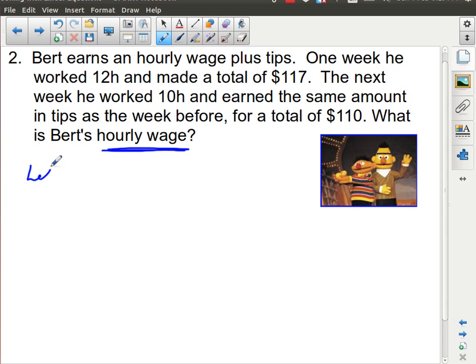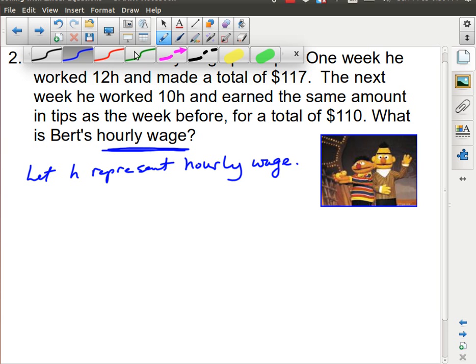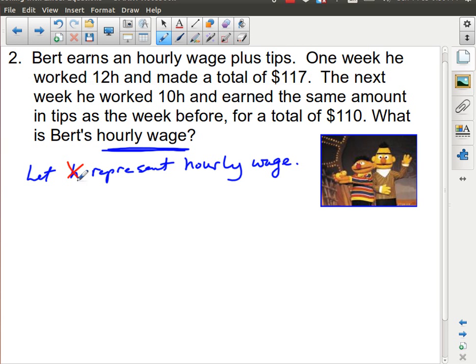Now, first thing I'm going to say is let H represent hourly wage. And I'm doing this on purpose. I actually don't want to use H, but I want to point out something to you, which is if I look back through the question, you can see it refers to 12H as in 12 hours, 10H, 10 hours. So maybe H isn't the best choice here. It's not terrible, but instead of H, I'm going to say let W represent the hourly wage. And that's just as good. There's no problem with that.